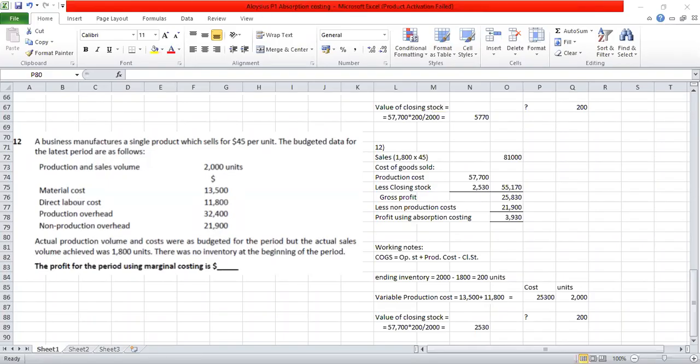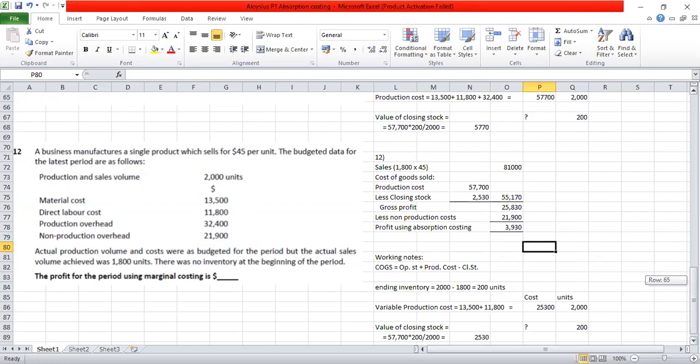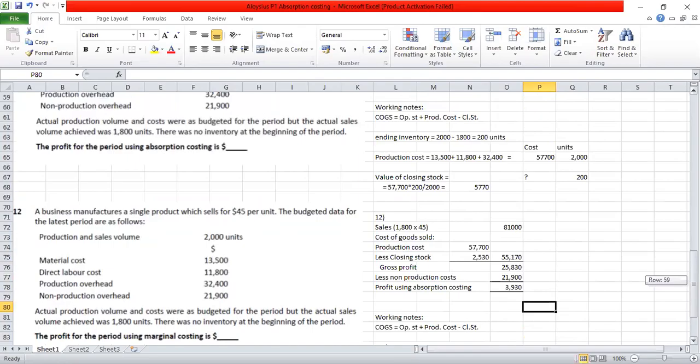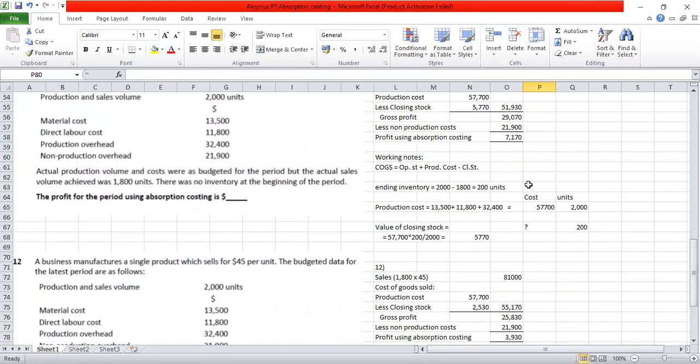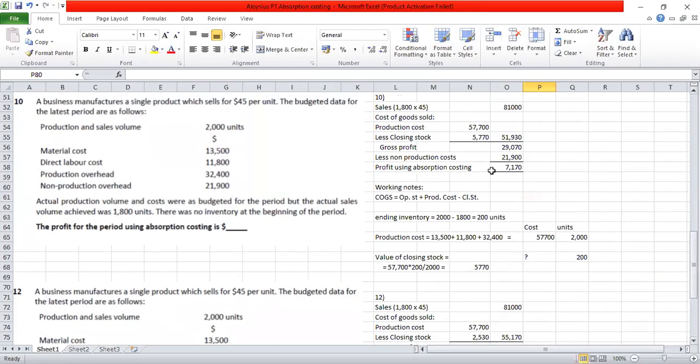Did you understand the difference between these two methods in this particular question? In the beginning I was explaining the differences in terms of the way the closing stock is treated. Here under absorption costing, there was no distinction made as to what is variable component and fixed component. All that cost is added. So for the production of 2000 units, the total cost incurred is 57,700. So proportionately 200 units, how much is that? So that was taken, and then we calculated what is cost of goods sold.